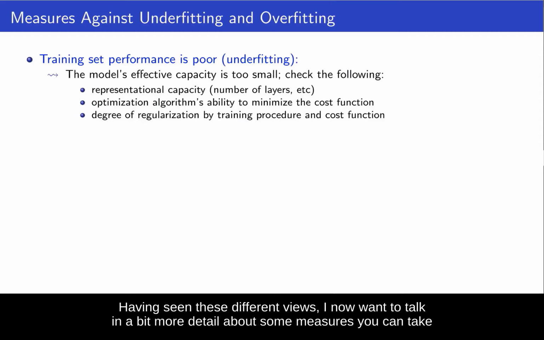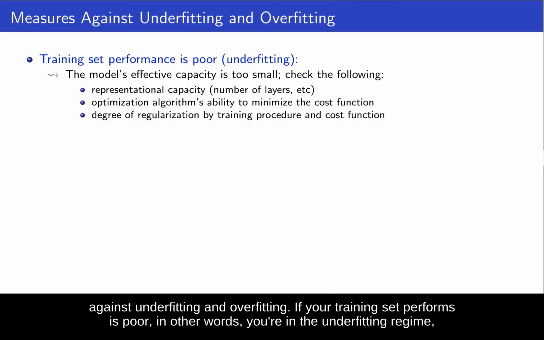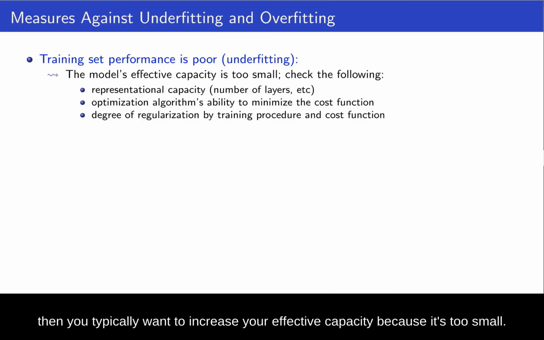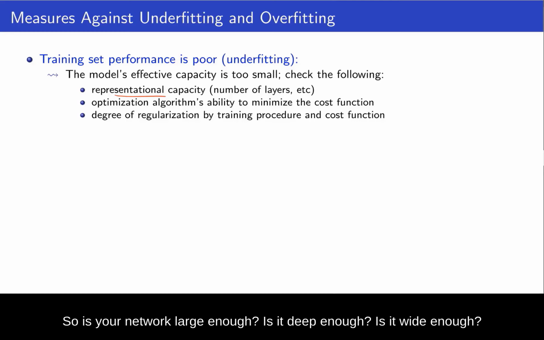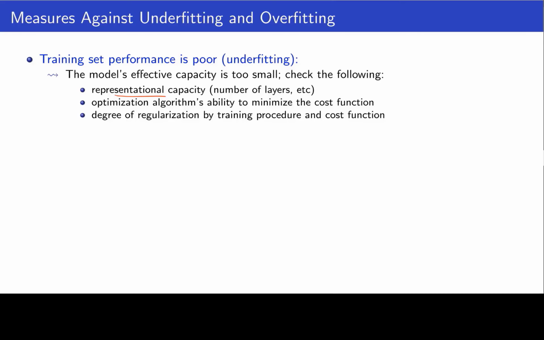Having seen these different views, I now want to talk in a bit more detail about some measures you can take against underfitting and overfitting. If your training set performance is poor, in other words, you're in the underfitting regime, then you typically want to increase your effective capacity because it's too small. So in order to do that, you can check the following. First, check your representational capacity. So is your network large enough? Is it deep enough? Is it wide enough?